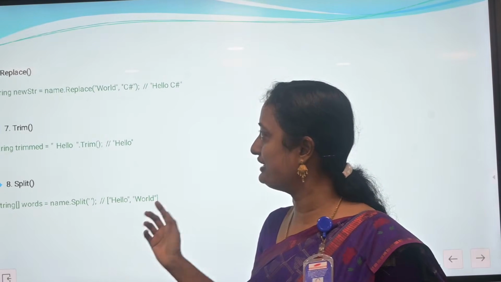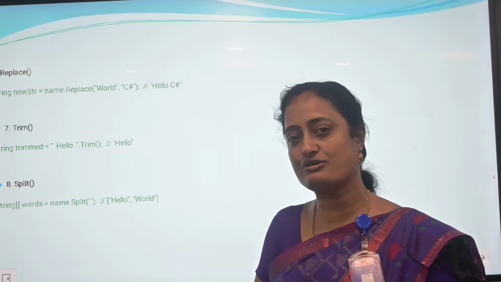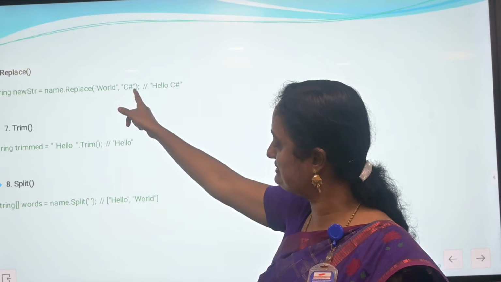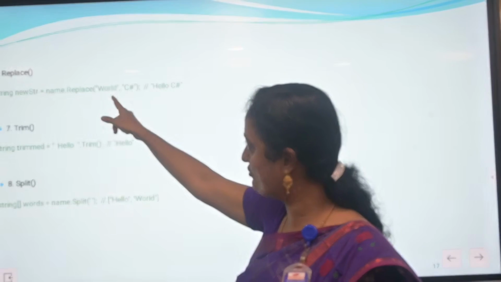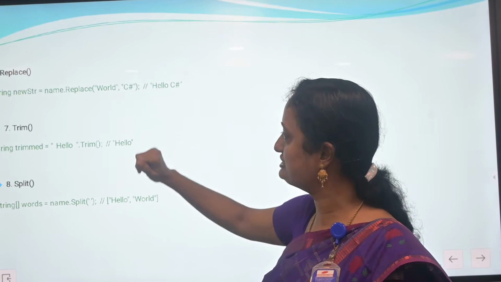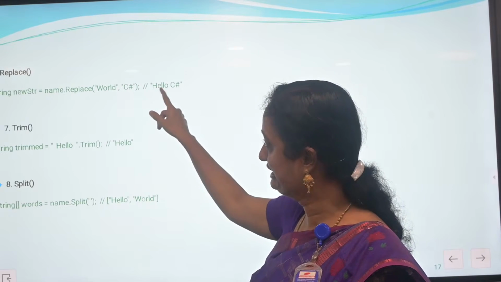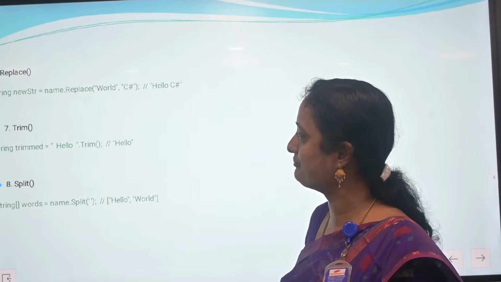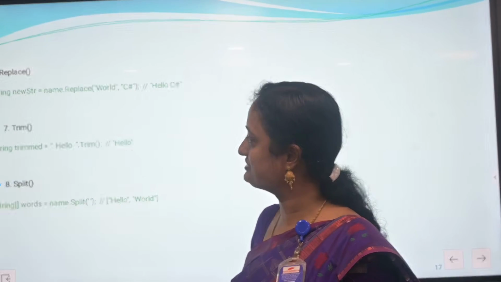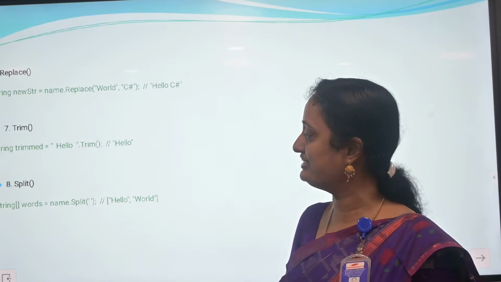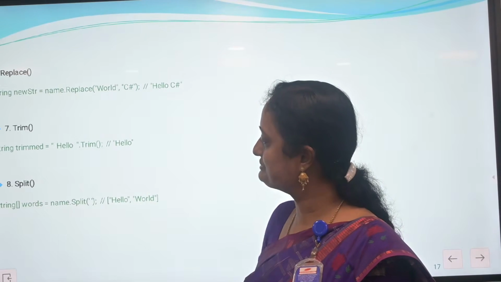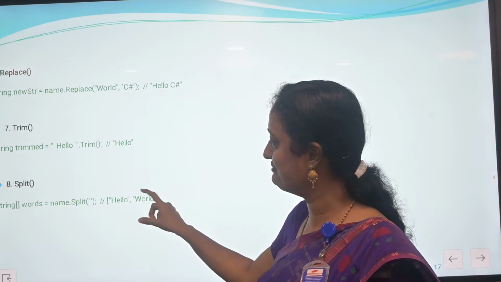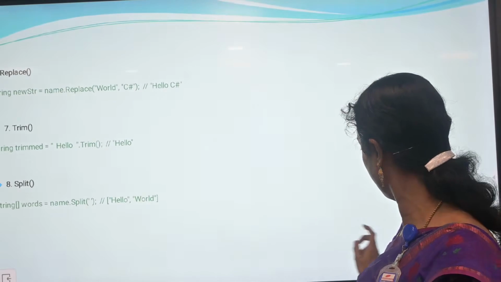Next, replace. The replace function is used to replace the old string with a new string. Instead of world, I want C#, so give the replace function. The old string is world and C# is the new one. Automatically that word is replaced by C#. Next, the trim function is used to remove spaces. Next, the split function is used to split strings. Hello world is there, so automatically it will split one string into two strings.